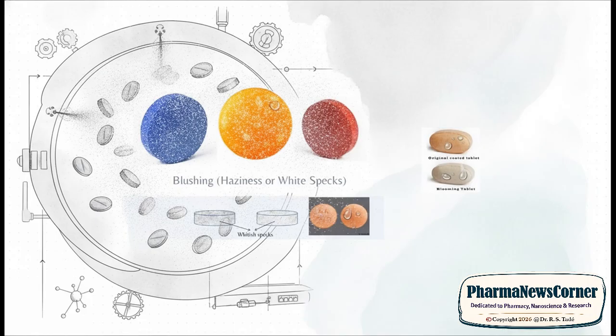Now here we have two more really distinct aesthetic failures. Notice those distinct white specks scattered all across the colored film? That is called blushing. Contrast that with blooming or hazing, which gives the polished tablet this incredibly dull, fogged appearance all over. It kind of looks like a steamed-up bathroom mirror.